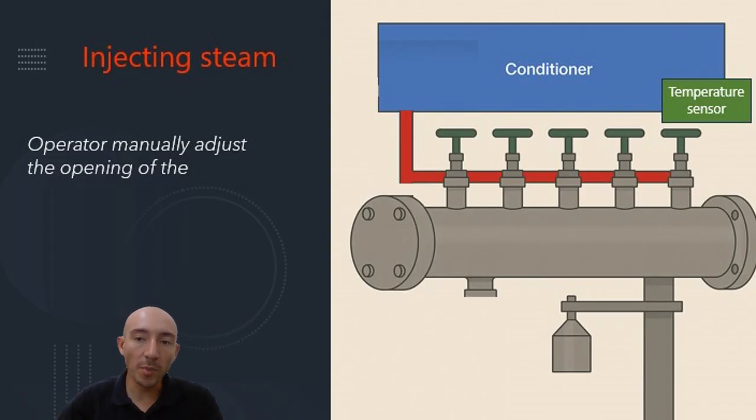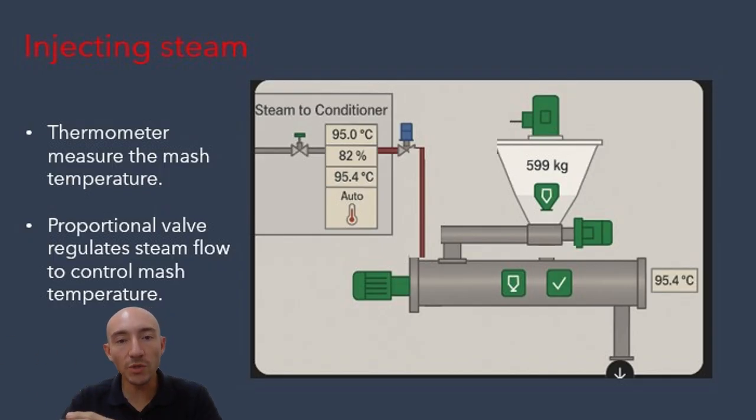So operator opens the valve, temperature increases. Operator closes the valve, temperature reduces. But of course, we can automate that. And that picture shows just like that. So in this picture, what the operator has asked is a temperature of 95 degrees. And the automation system has opened the steam valve at 82%. 82% is giving a temperature of 95.4 degrees, which is pretty much what we want, right?